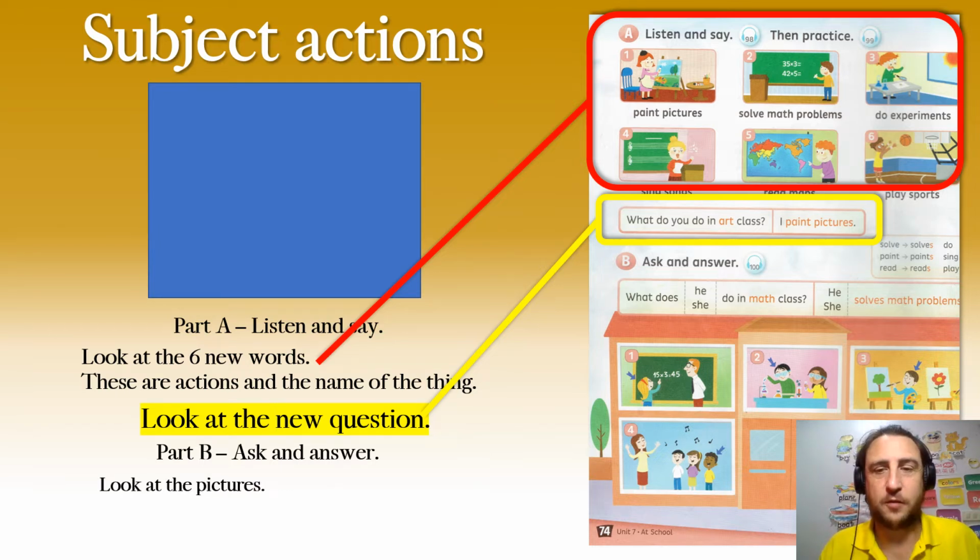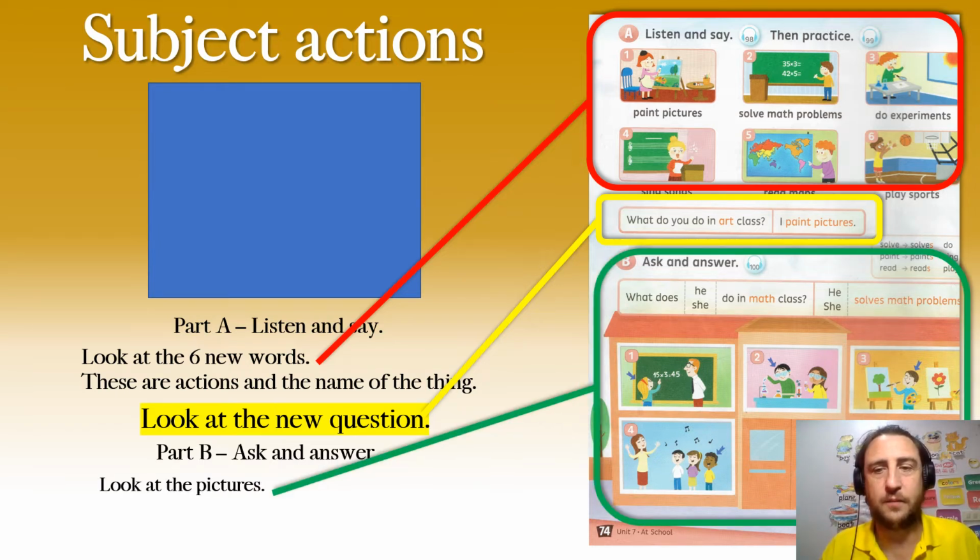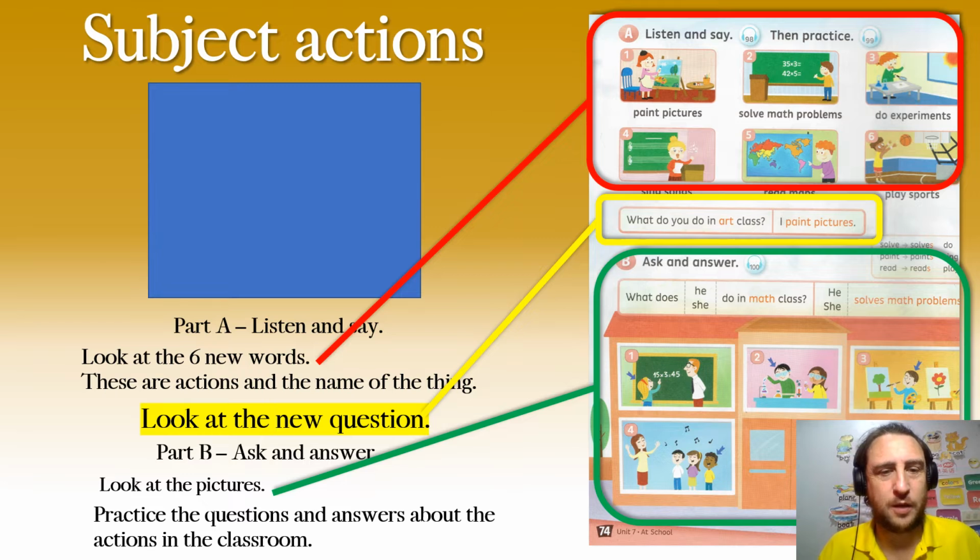Okay, so look at the pictures. Here they are. There are 6, or are there? Yes, I think there are 6. And then we will practice the questions and answers about the actions in the classroom, but this time we will use he or she, not I or you. Okay, very easy. So shall we start? Okay, let's go.